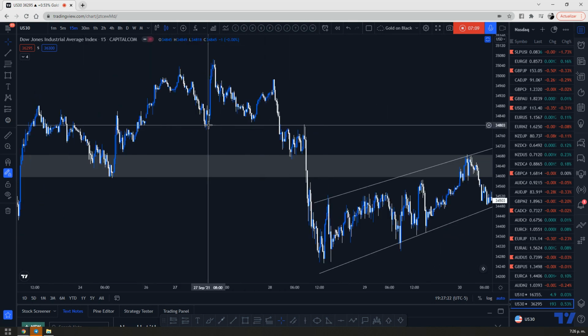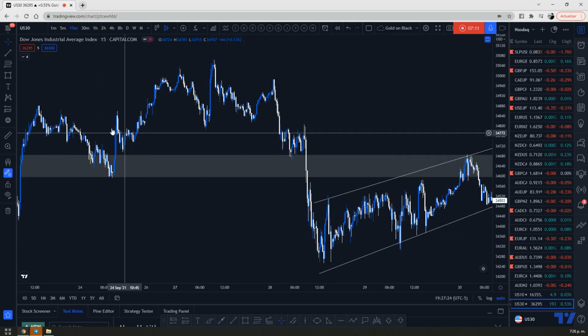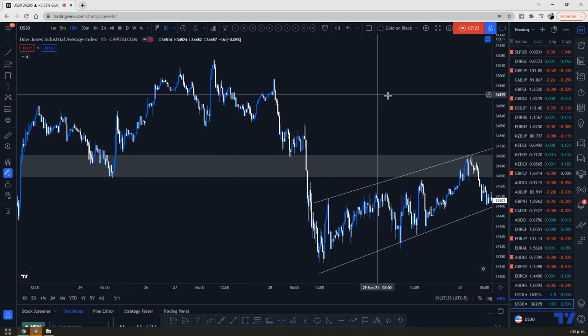The price was pushing, injecting a lot of money. You see right here, this push. This was not us. Look, this was the New York Stock Exchange opening right here. So a lot of money coming into the markets, pushing this very strong to the upside.